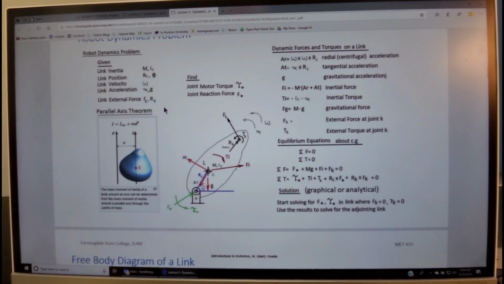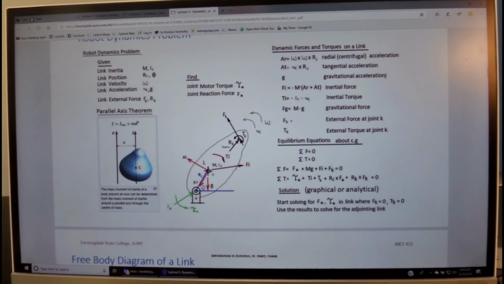Counterclockwise is defined in our right-hand rule as positive for both omega and alpha. Both have to be represented in radians per second or radians per second squared units. We have link acceleration, which is the angular acceleration, and also the linear acceleration. We have the gravitational acceleration, g, acting at the center of gravity. We also have external forces acting on a link.